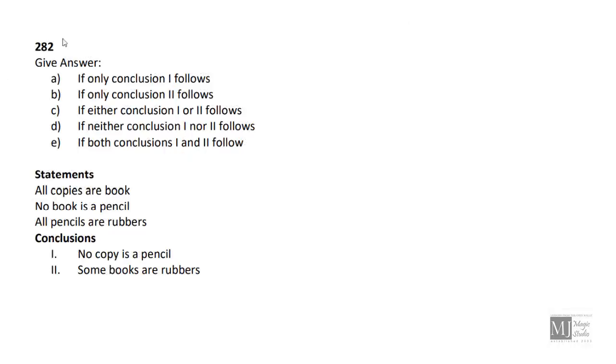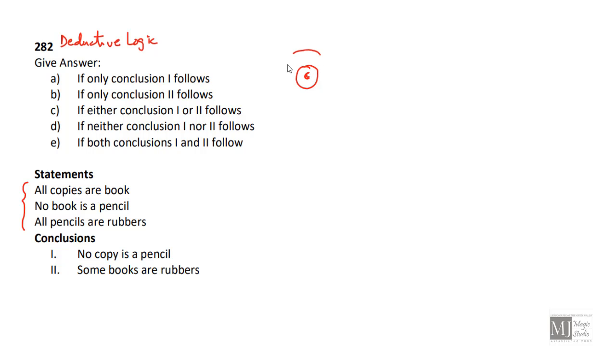Give answer if conclusion 1, 2, okay. As we can see, this is from deductive logic. And the best way to solve deductive logic is if we can put in the information given with help of Venn diagrams, circular Venn diagrams. All copies are books. That means copies should be subset of books.